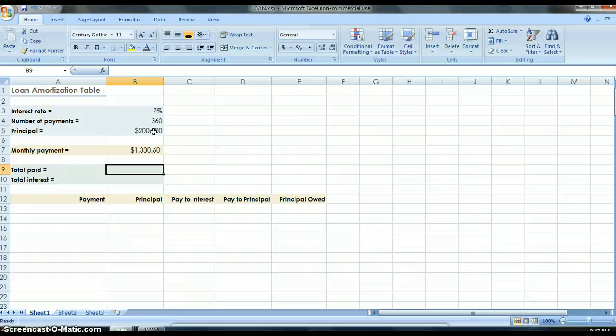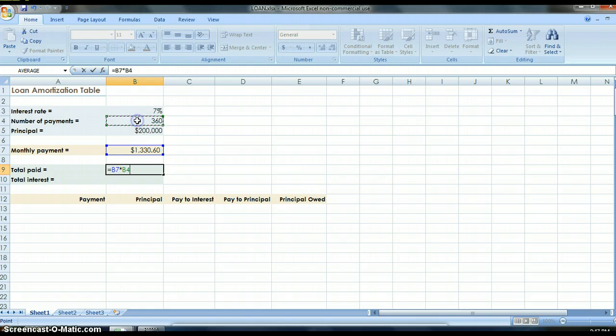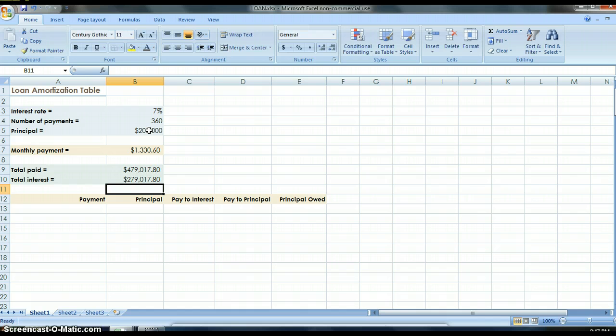To find our total amount paid, this is going to be our total payment, so our $1,330 times our number of payments, which is 360, enter. Total interest is going to be our total amount we paid minus our principal. Then just hit enter. And you can tell it figured it for us. So in this particular case, this was probably a home loan, also known as a mortgage.